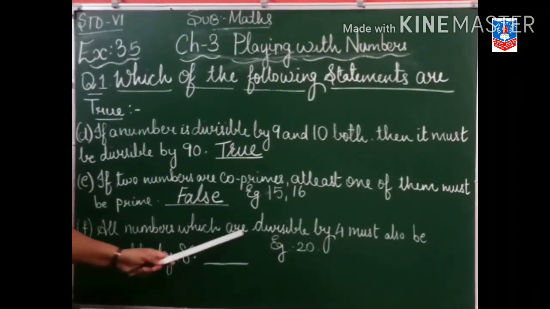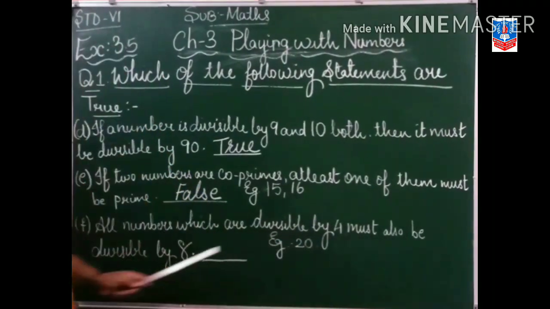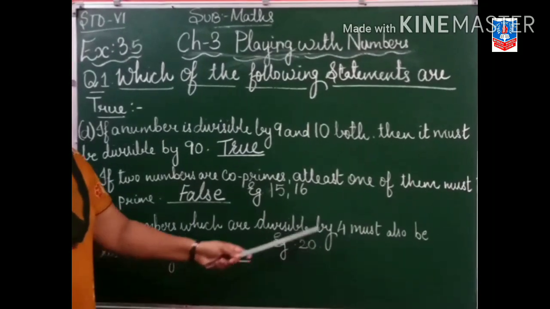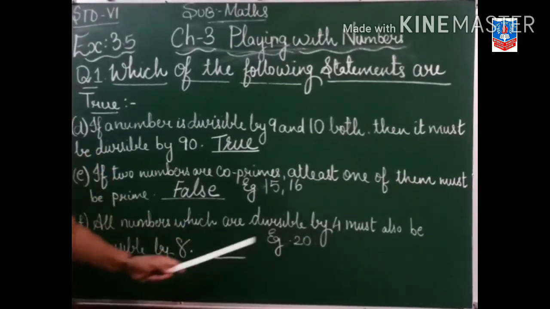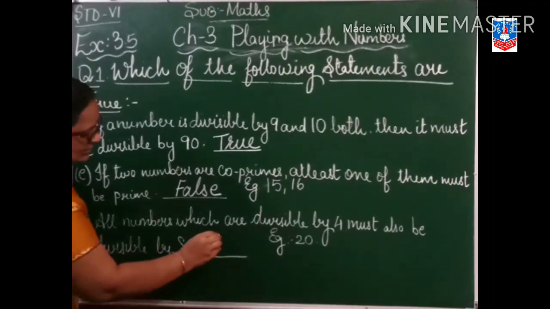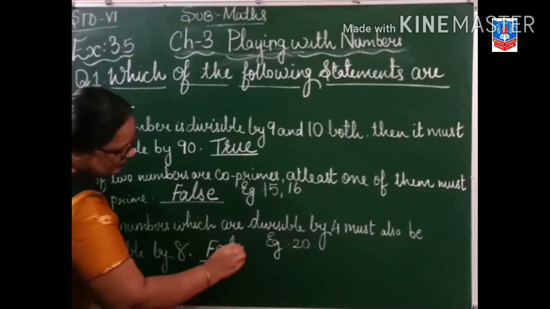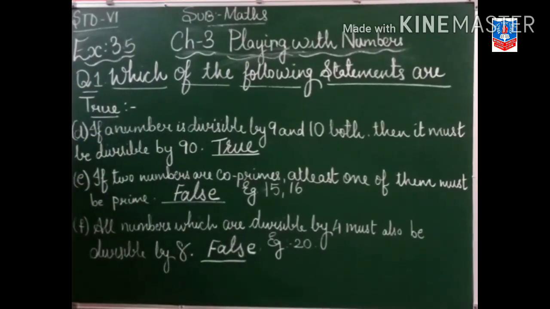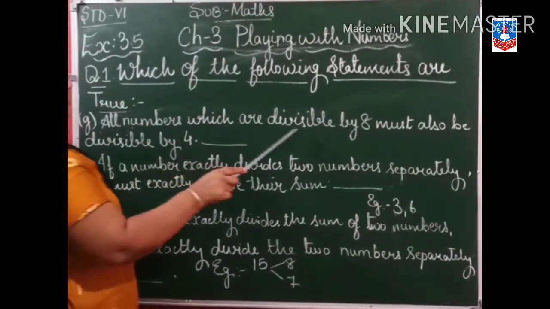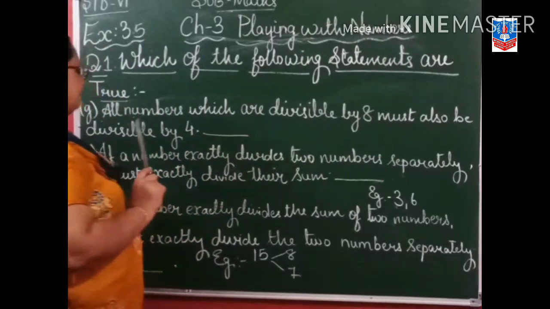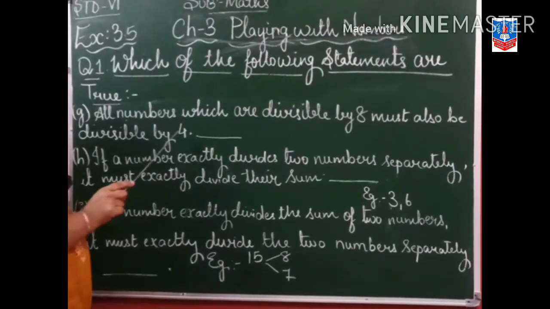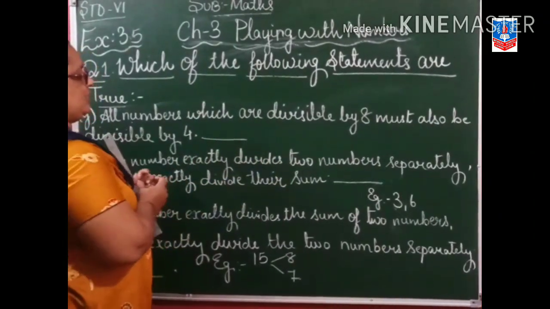All numbers which are divisible by 4 must also be divisible by 8. See, here is a number given, 20. 20 is divisible by 4, but it is not divisible by 8. So this statement is false. All numbers which are divisible by 8 must also be divisible by 4. This statement is true because 4 is a factor of 8.